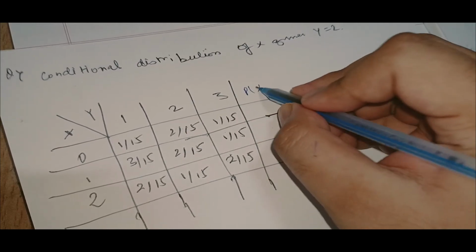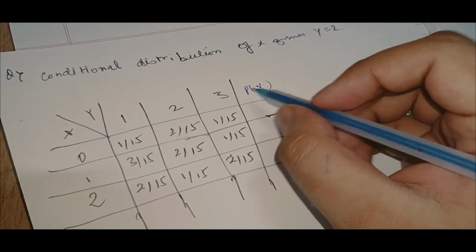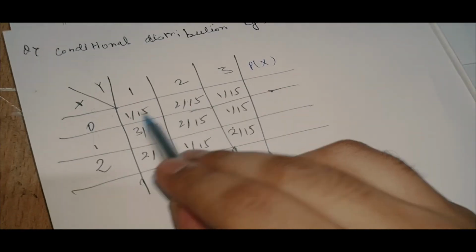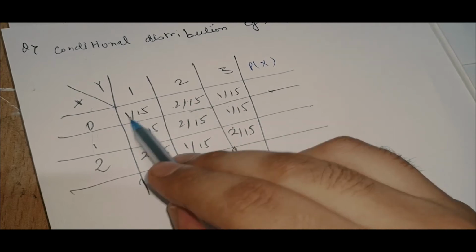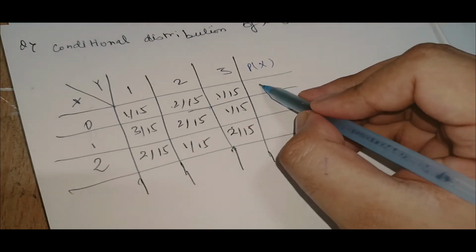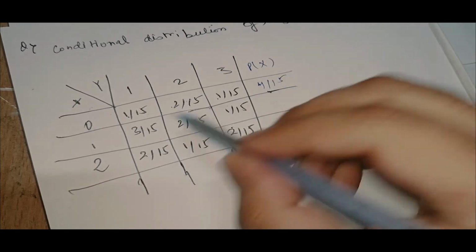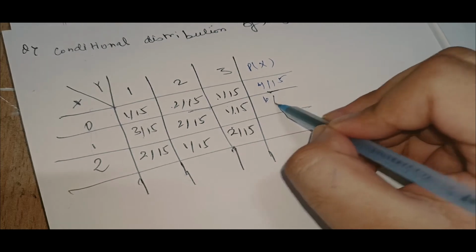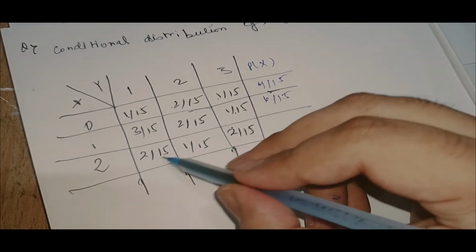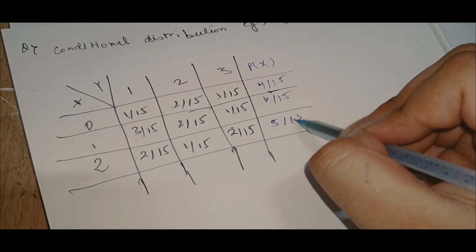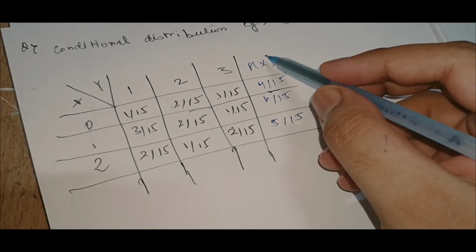So P of x, for the marginal value, what we need to do is, these are the possible values of x. So add the row: 1 by 15 plus 2 by 15 plus 1 by 15, that is 4 by 15. Similarly 3 by 15 plus 2 by 15 plus 1 by 15, that is 6 by 15. And the next is 2 by 15 plus 1 by 15 plus 2 by 15, that is 5 by 15. This is the marginal distribution for x.